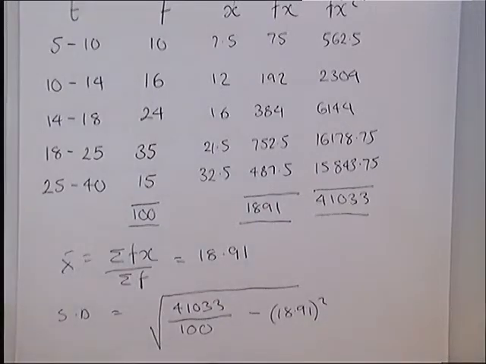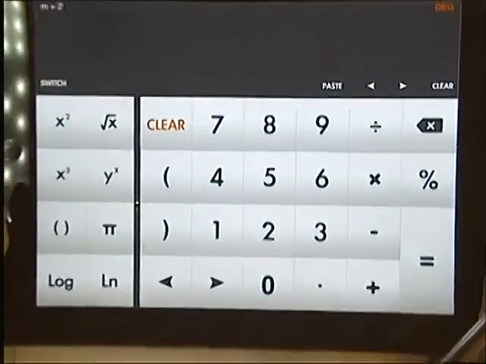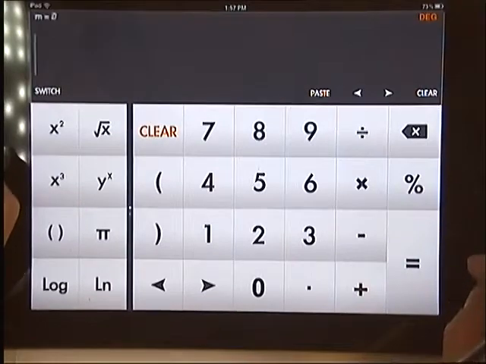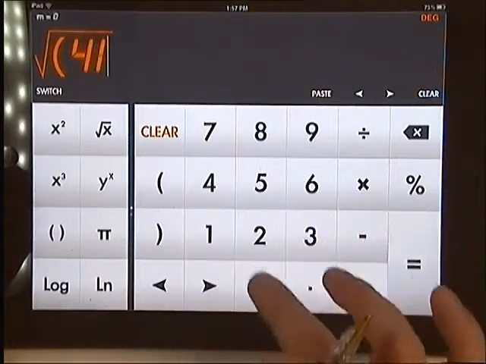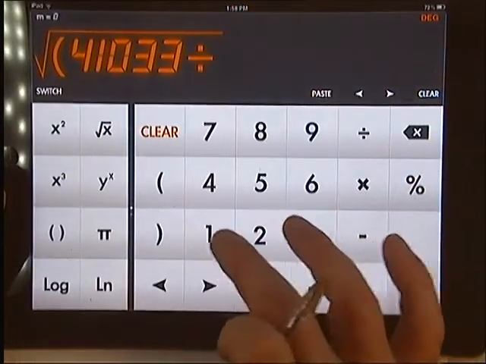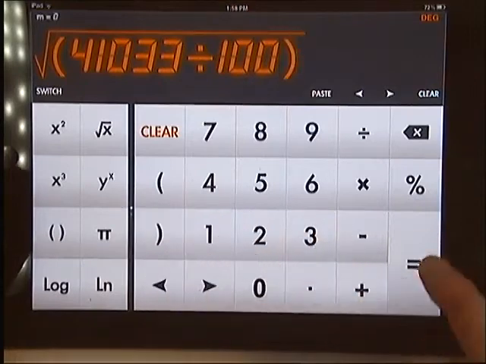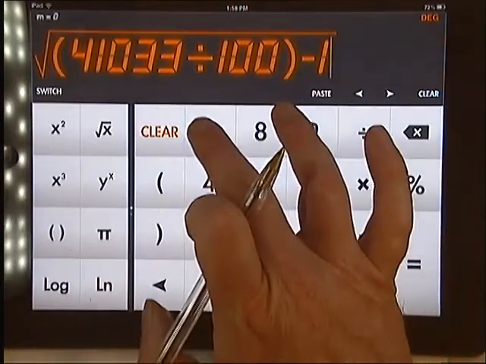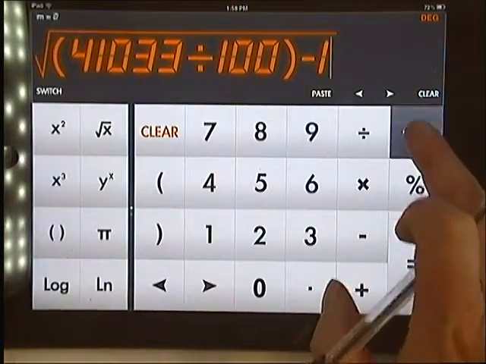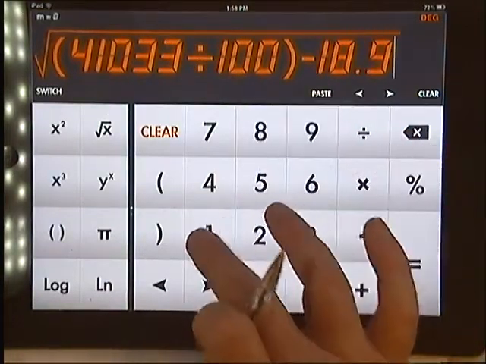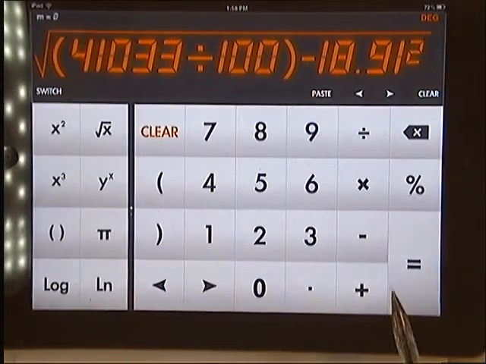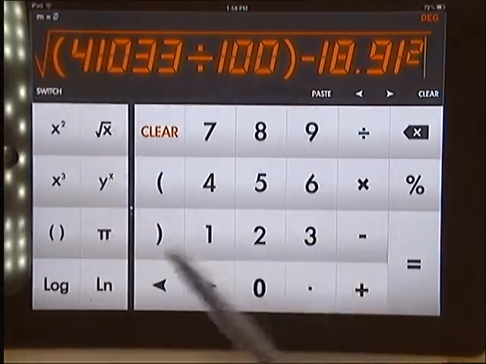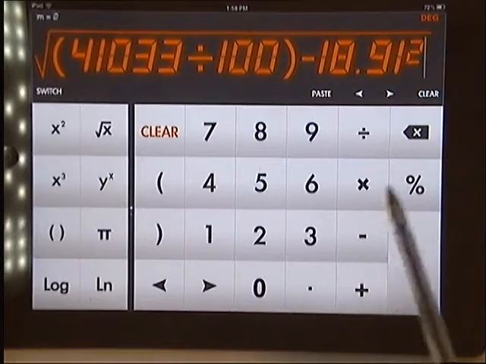Sometimes we can go wrong if we don't know exactly how our calculator works, so I'll put this on the screen and see how well it displays. So I'm doing the square root of, I'm going to put it in brackets, 41033 divided by 100, close my brackets, and subtract 18.91 squared. Now you can see clearly the display and how I've set this out, and on this particular calculator the square root acts as a bracket. You really just need to check how yours works.